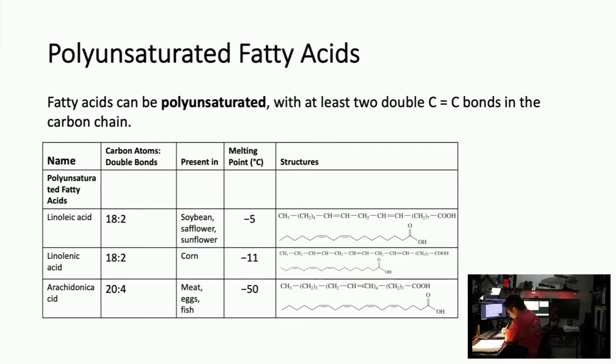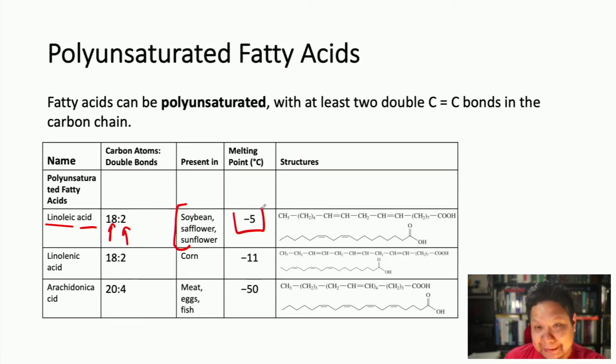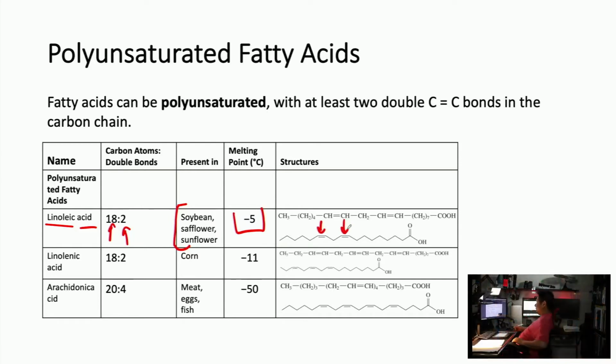Next is the polyunsaturated fats. And we have the first one here, linoleic acid. It's got 18 carbons with 2 double bonds, seen in soybean, safflower, and sunflower oils. Its melting point is -5 degrees, so it's definitely liquid at room temperature. And you can see here that it has two double bonds, making it polyunsaturated. Polyunsaturated just means you've got more than one double bond.